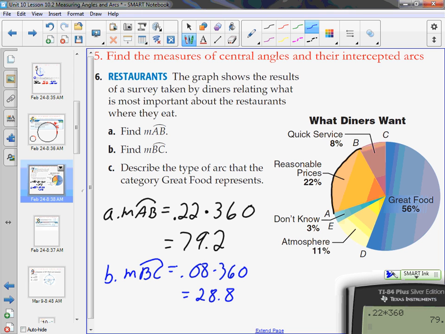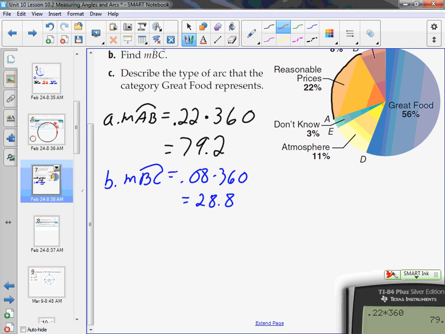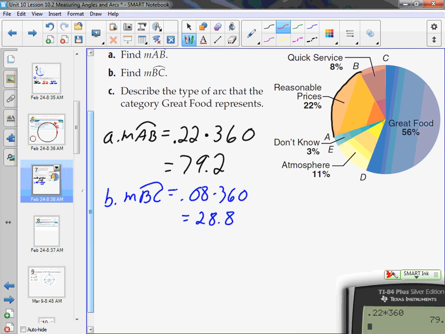The last question. Describe the type of arc, meaning major, minor, or semicircle, that the category great food represents. Well, great food's 56%. That's more than half a circle. That's a major arc. So remember, major arcs are more than half a circle. They're more than 180 degrees. They're the longest arc connecting C and D. Okay? All right, you still with me?